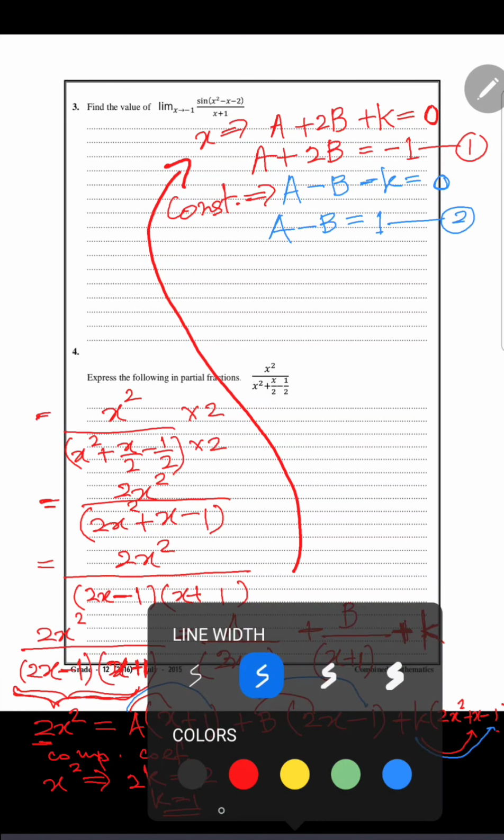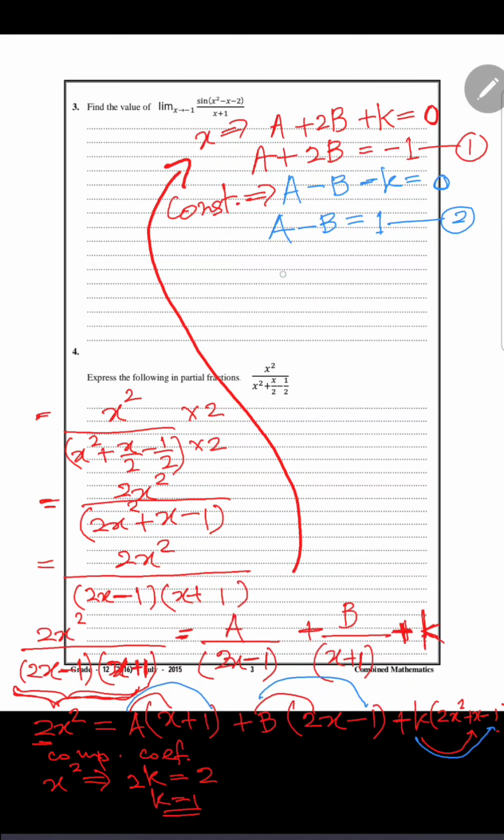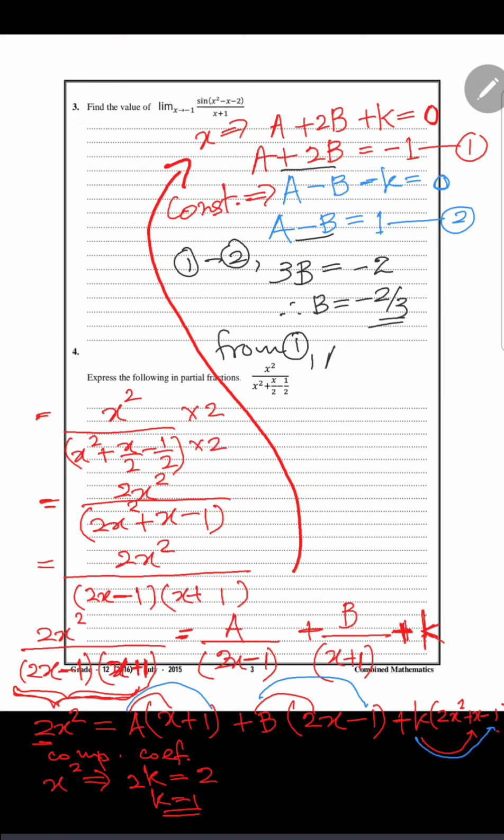Simplify 1 and 2. Subtract 1 and 2. 1 minus 2. A minus a get cancelled. 2b minus minus b gives us 3b. Minus 1 minus 1 is minus 2. Therefore b is minus 2 over 3. From 1 I can write a plus 2b, b is minus 2 over 3, equal to minus 1.